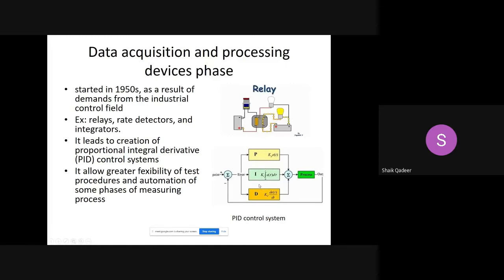So what we need to keep in mind is that the date of this phase is 1950. This concept of instrumentation started in 1950 because of demand from industry. The components used are relay, rate detector, integrator, the PID controller. The advantage is that it allows greater flexibility of test procedures and automation of some phases of the measuring process.